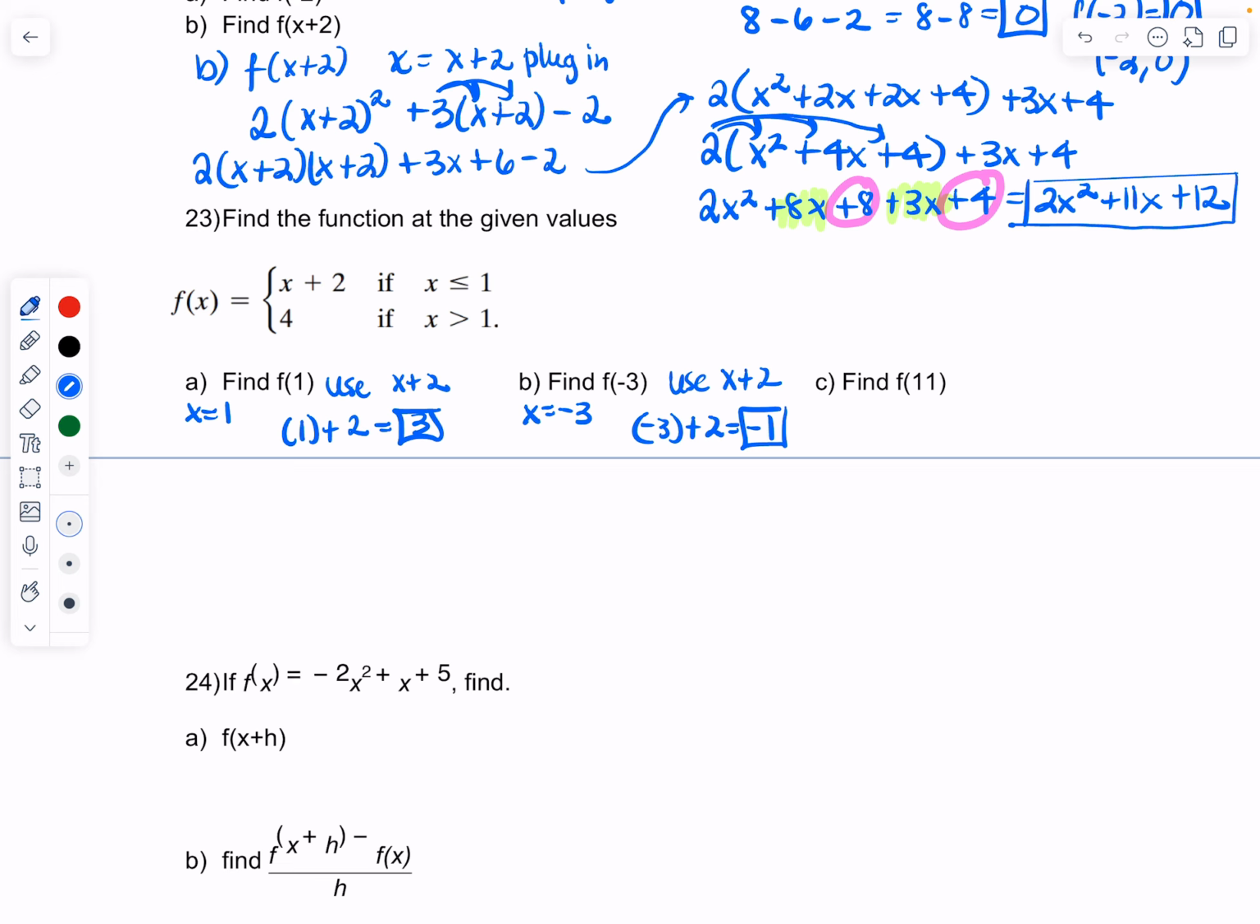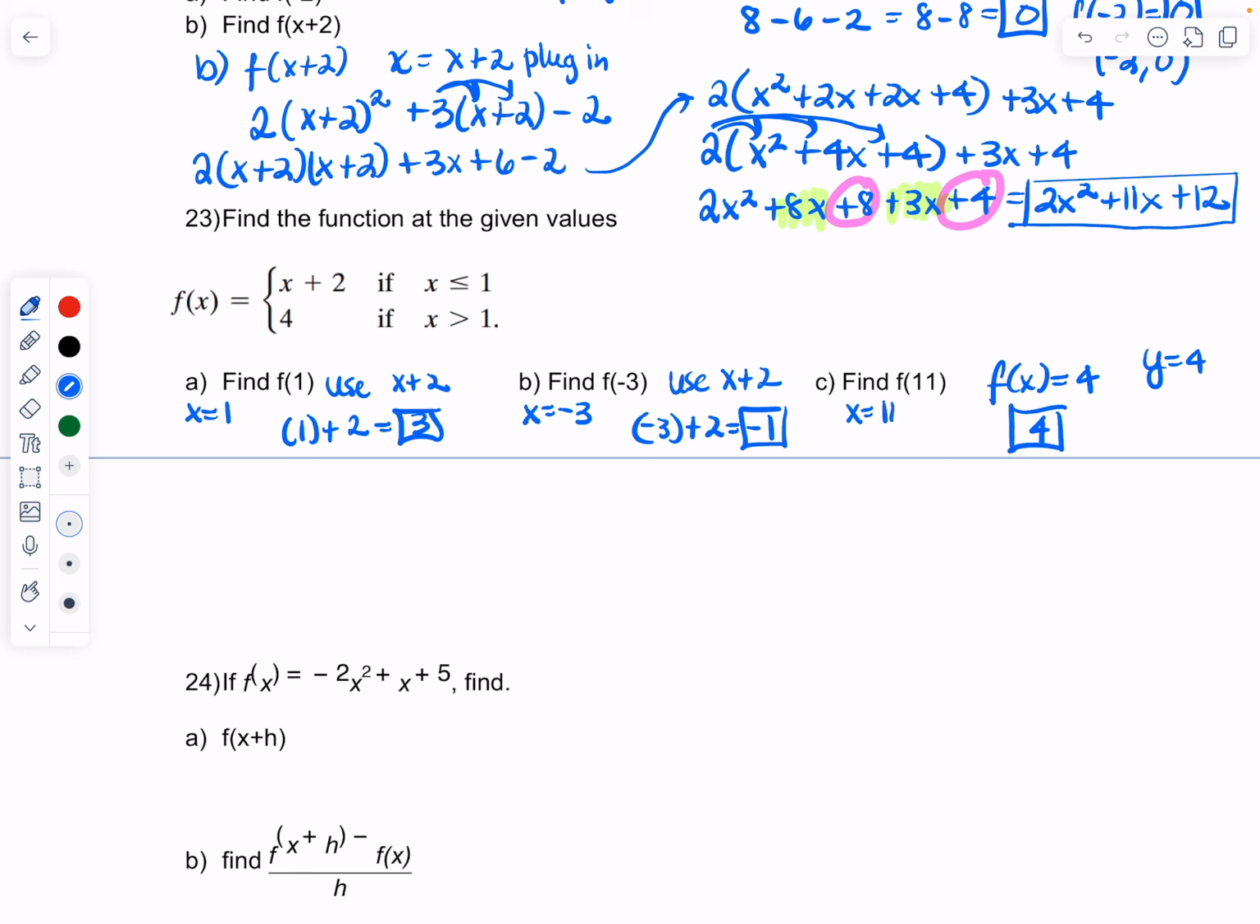Now for C, it says find f at 11. Because 11 is greater than 1, I'm going to use the second equation, where f of x equals 4. Now there isn't anything to plug in even though x equals 11. The output is 4, so the answer to this is just 4. And by the way, this is y equals 4.